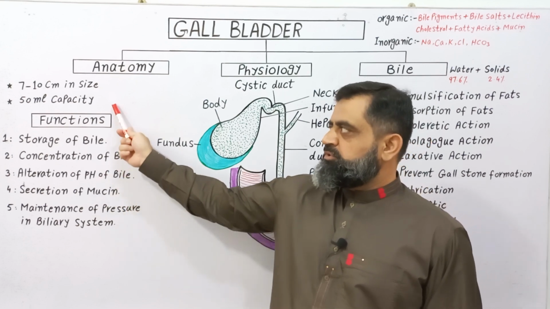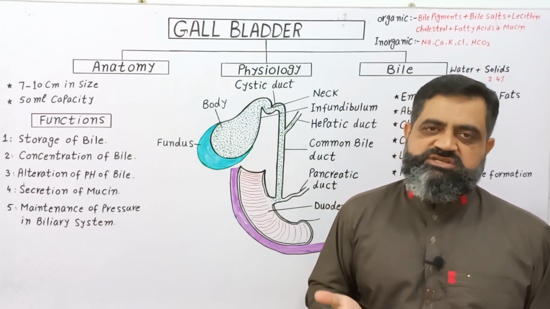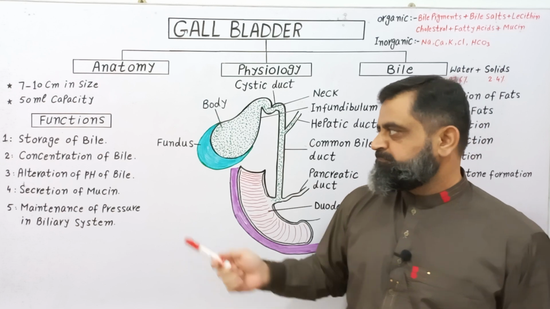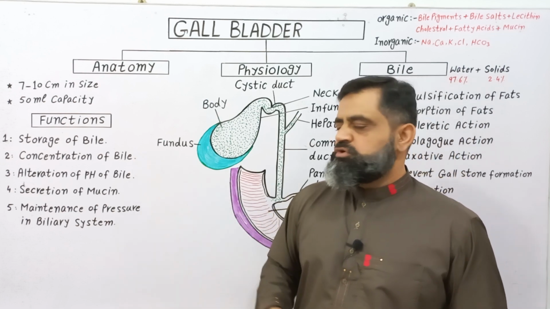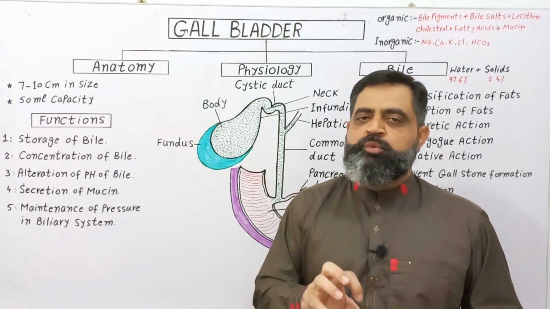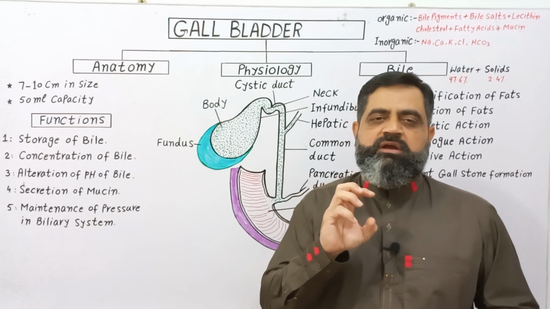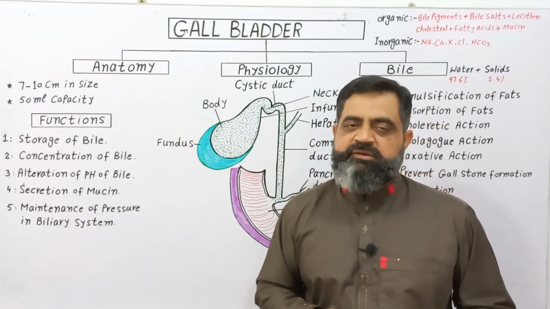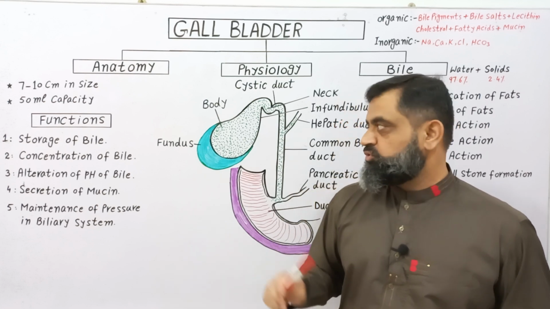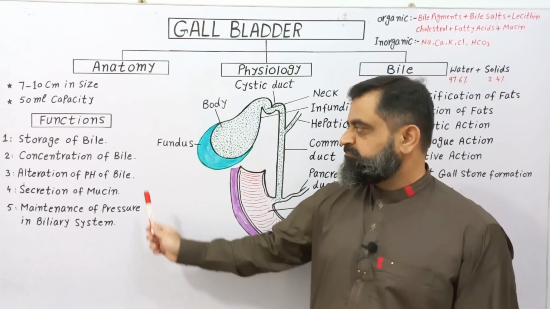Usually a normal person produces 40 to 50 ml, or sometimes 60 ml, of bile. The gallbladder also helps in the concentration of bile. Some water present in the bile is absorbed by the walls of the gallbladder and makes it a little bit more viscous. So the concentration of the bile increases in the gallbladder.